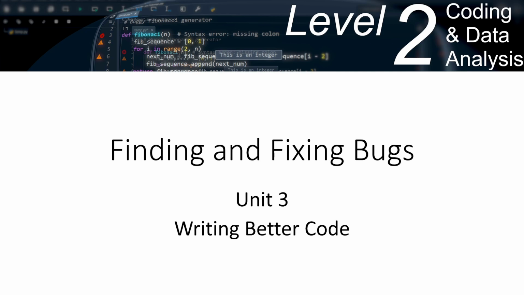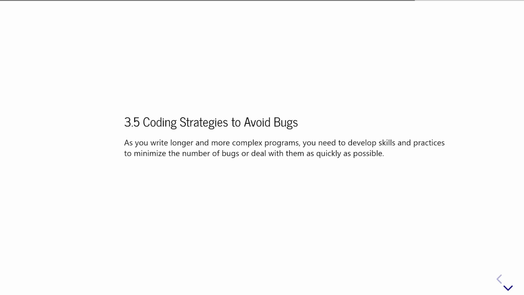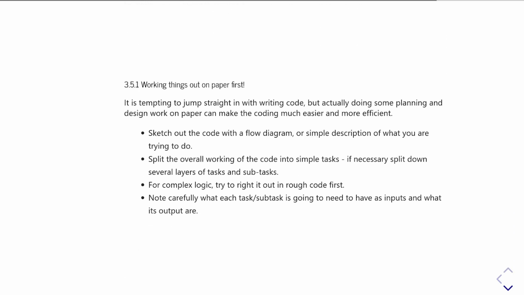So in this final part of the unit, I'll just reiterate some of the things about good strategies for avoiding bugs as you write your own code. As I said at the end of the last part, the thing really to do is try to not just jump immediately into writing code, but do some work thinking about and planning how your code is going to work. So maybe start by sketching a flow diagram or a simple description.